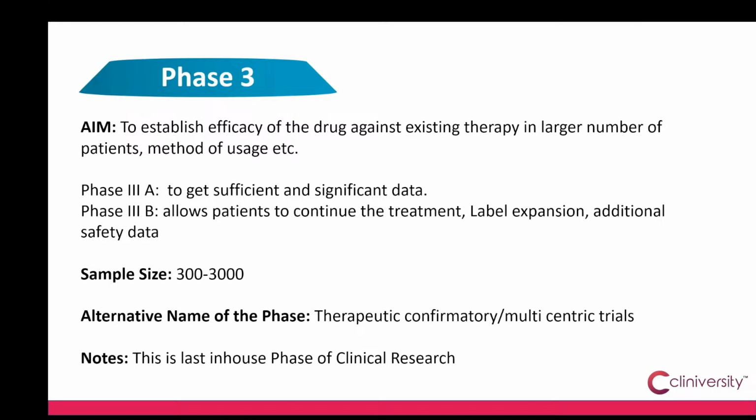Then we have phase 3 clinical trials. The main aim of phase 3 clinical trials is to establish the efficacy of the drug against existing therapy. For example, if there is already a drug A used for diabetes, and you are conducting a clinical trial for drug B, we are going to have a comparator. We are going to prove that our drug is similar to the drug used in the market, so it can be beneficial to release it into the market. Or that the drug we are using, drug B, outweighs the benefits of drug A.